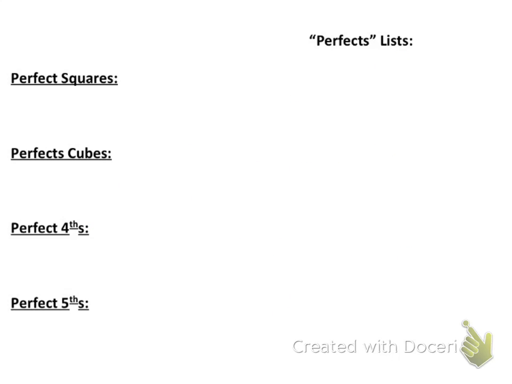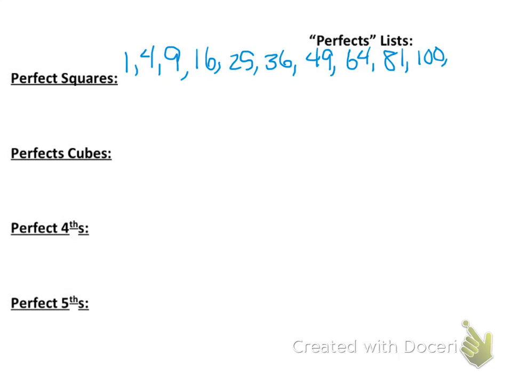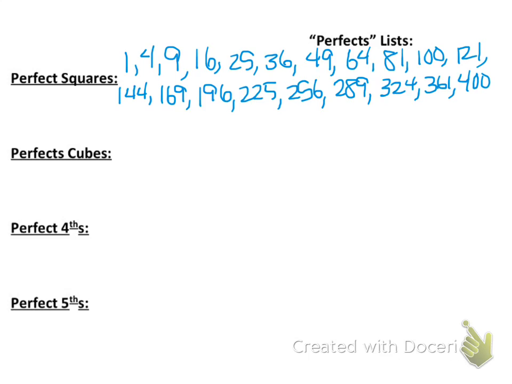In order to simplify radicals, you're going to need to have some sort of familiarity with your perfects lists. My perfect squares is basically 1 times 1, 2 times 2, 3 times 3, 4 times 4, and so on is how you're going to come up with these perfects lists. And so I have this perfects list all the way up to 20 times 20. Keep in mind these are also going to apply to variables. So a to the 2nd is a perfect square because a times a. B to the 10th is a perfect square because b to the 5th times b to the 5th. C to the 18th is c to the 9th times c to the 9th.